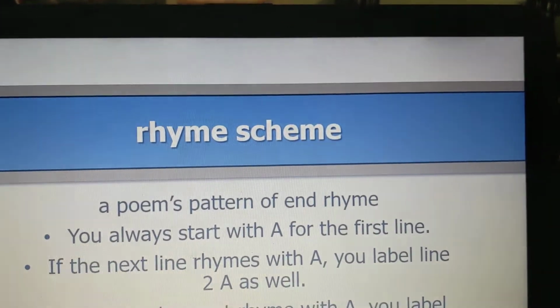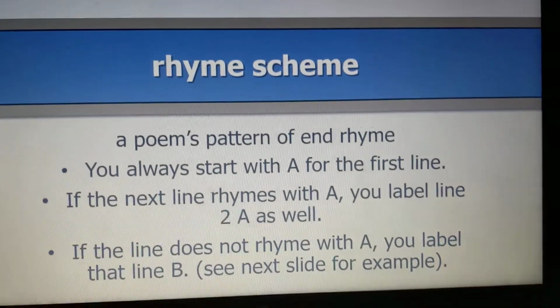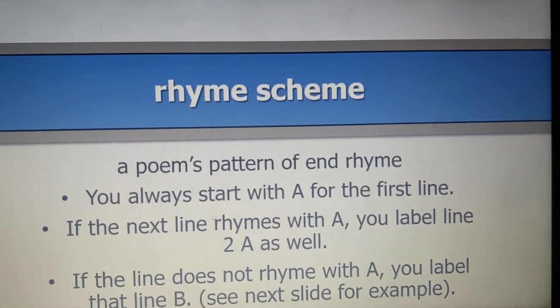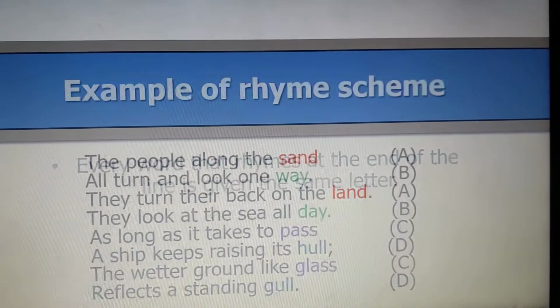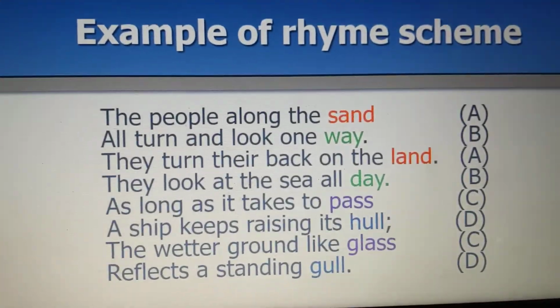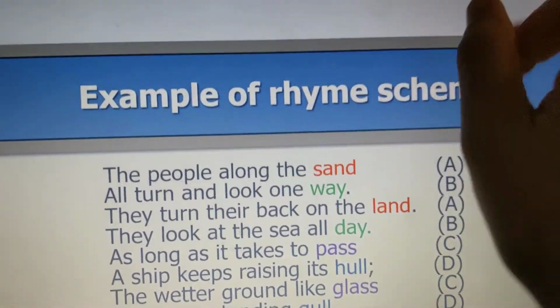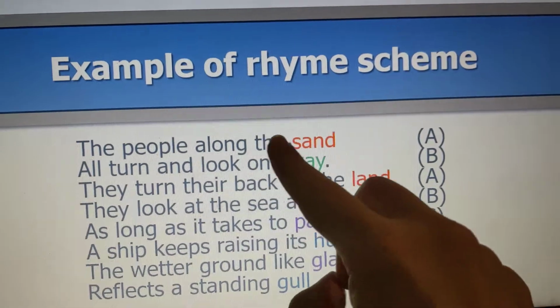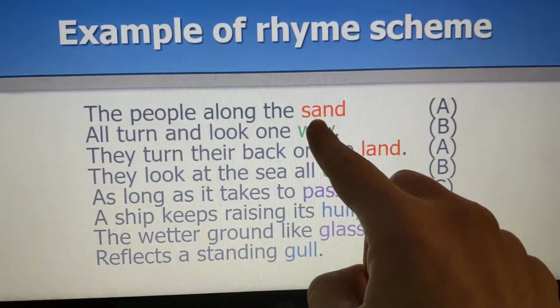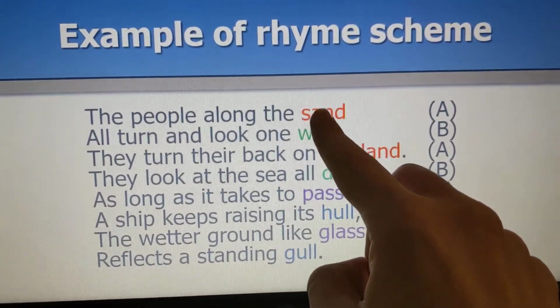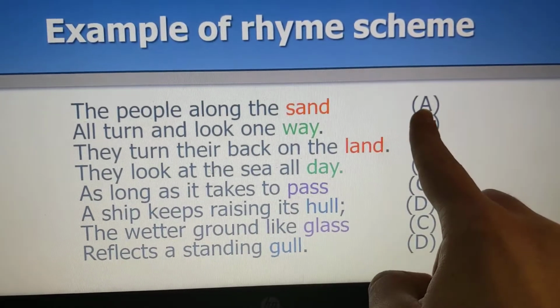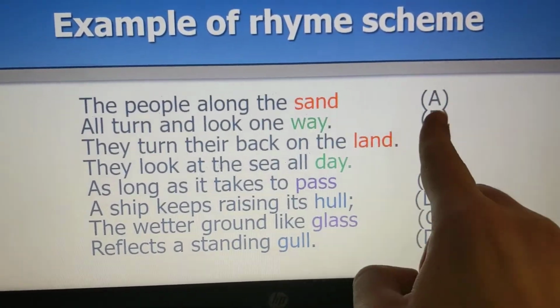You always start with A for the first line. So let's look at the example as I go through this. You can keep looking at the terms, but I'm going to show you the example. So you always start with that first line. So the people along the sand. That's the word you focus on when you're doing rhyme scheme, that last word. And you always label it with an A. So sand gets an A.